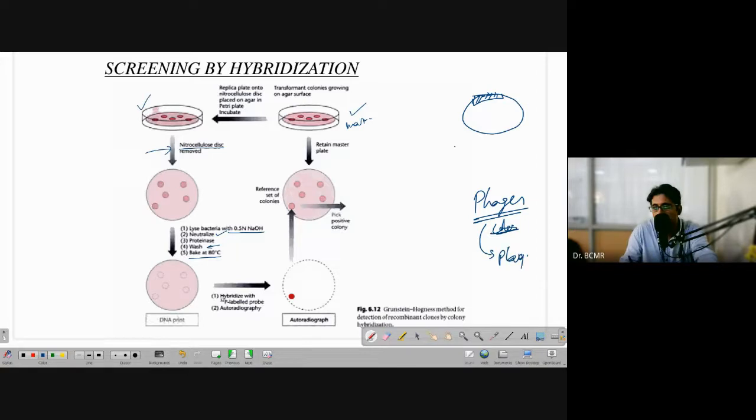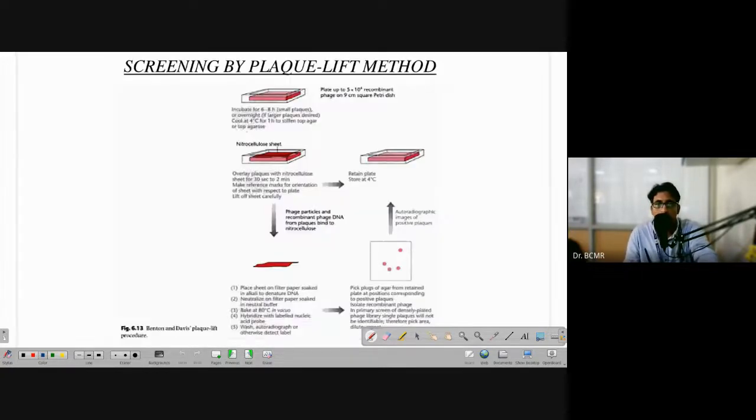They are cleared zones where the bacteria, the phages would have gone onto the cells, replicated and killed the cells, and made plaques. So how do we hybridize in that scenario? How do you screen for the clone of interest in that scenario? This is called the plaque lift method.